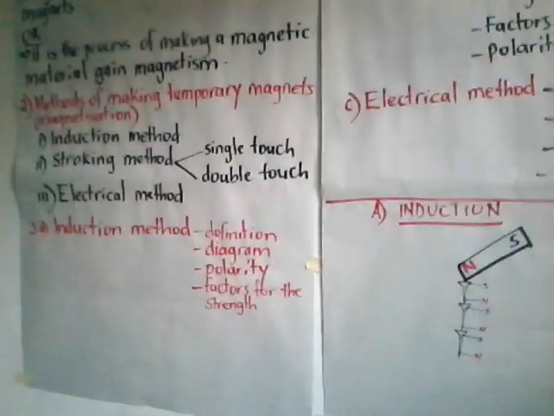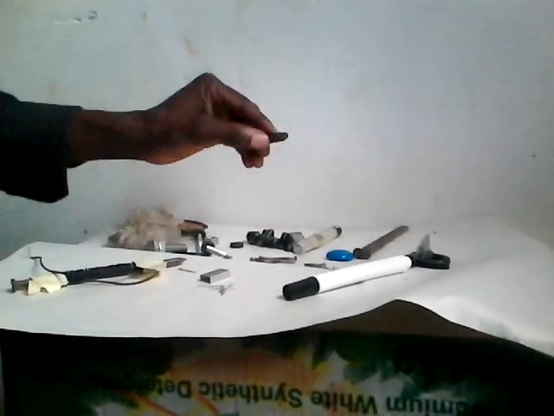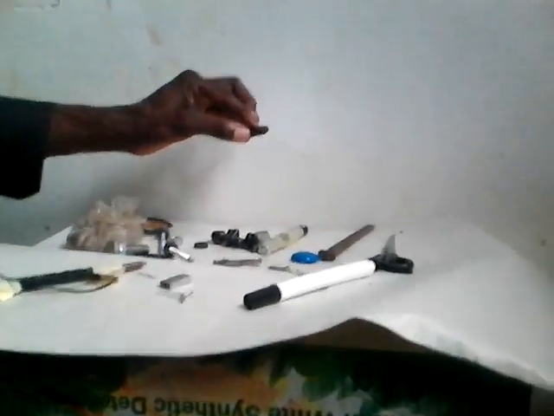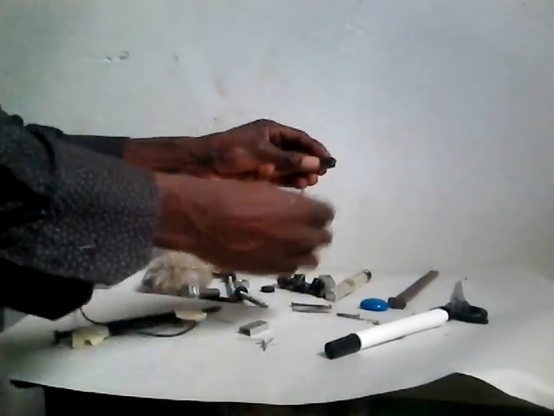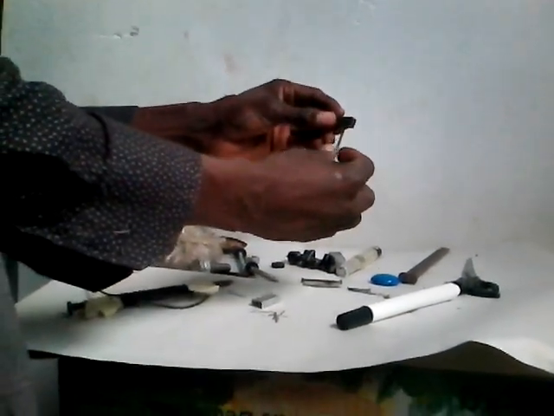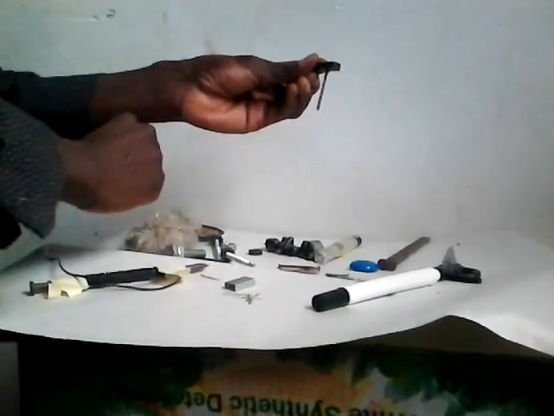So with the induction method, this is my apparatus that I'm going to use. With the induction method, what we do is we use a permanent magnet. This is a permanent magnet. And the magnetic material is brought closer to the permanent magnet. So this magnet has attracted the nail.